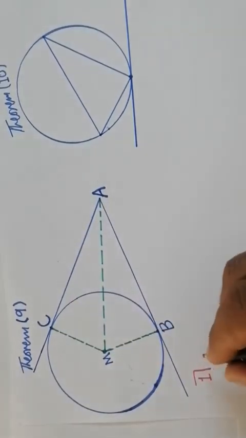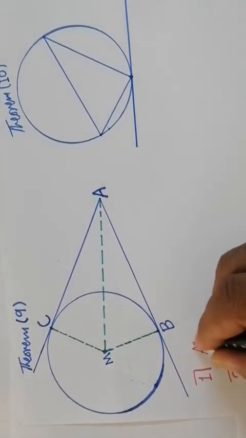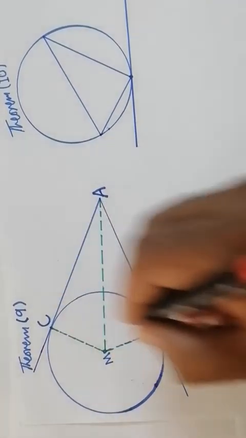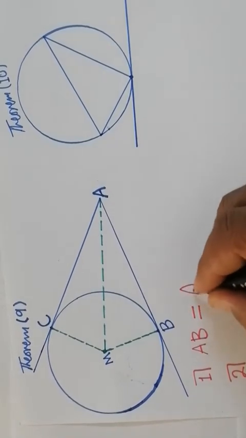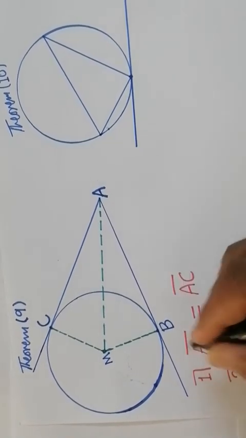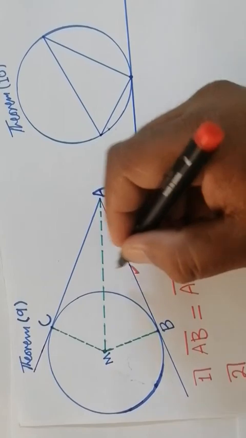So AB is supposed to be equal to AC. So AB, the first tangent, equals the second. AB equals AC or AC equals AB, doesn't matter. Number 1. Number 2, okay, these two are equal.